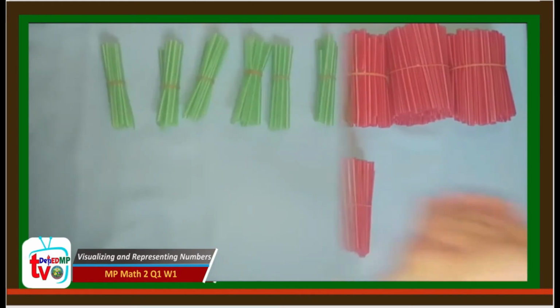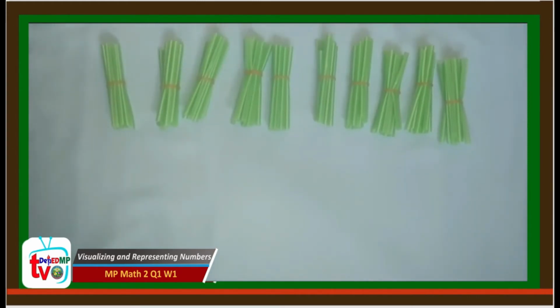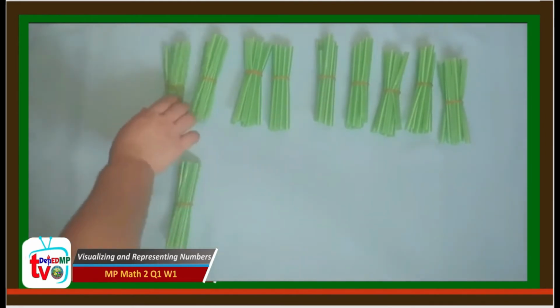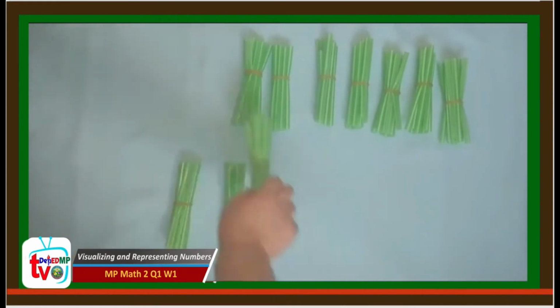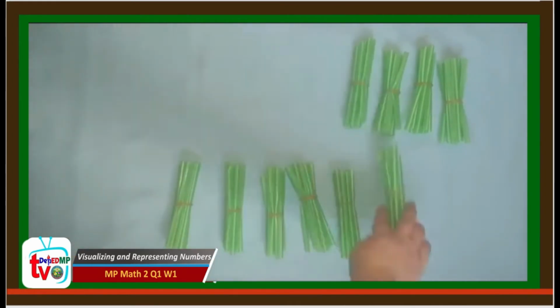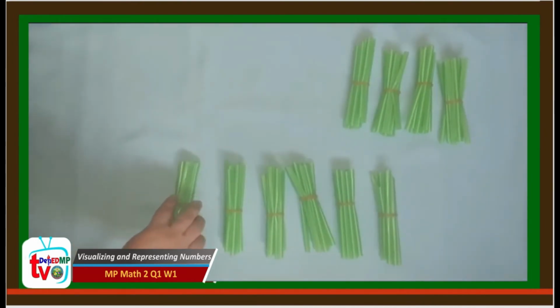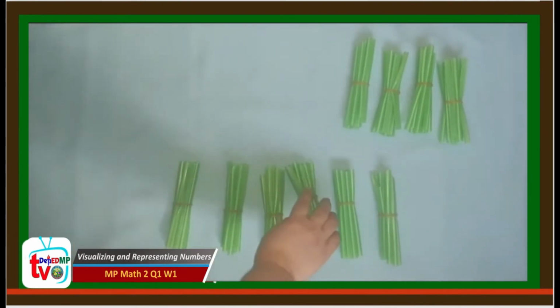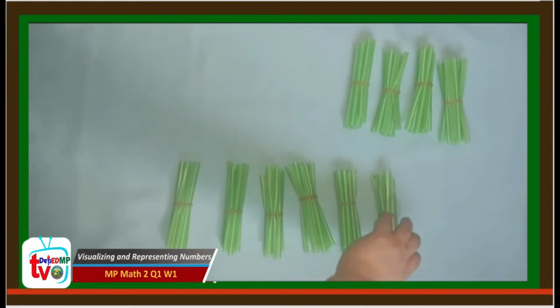You're listening. Now you can see straws that are grouped by tens. I will separate a group of straws, then you will count and give the number that the straws represent. Mario, how many straws are there? 60, ma'am. Very good. What does the straw represent? Ones, ma'am. Very good, Mario.